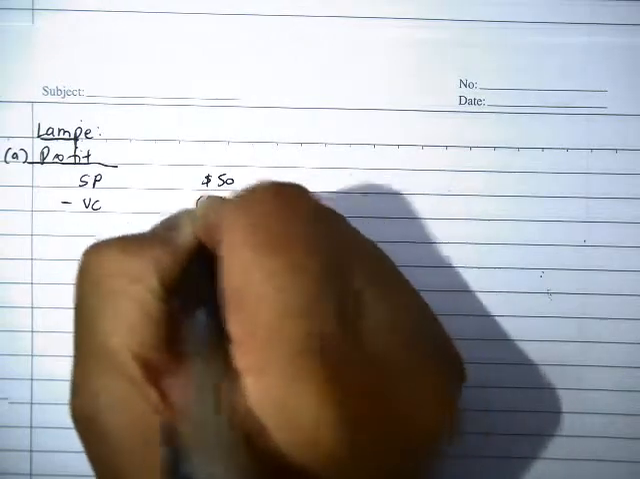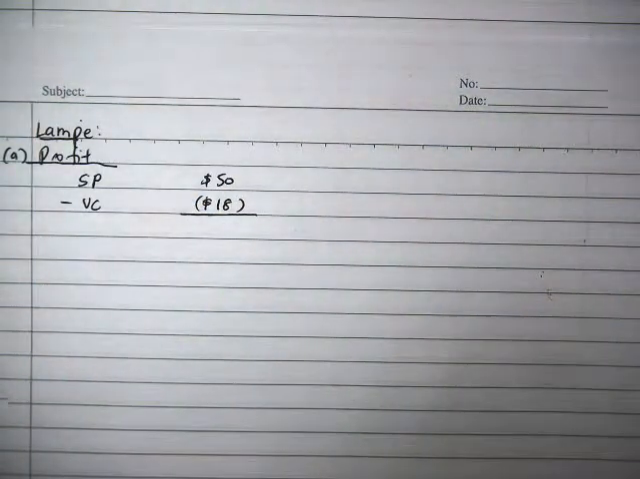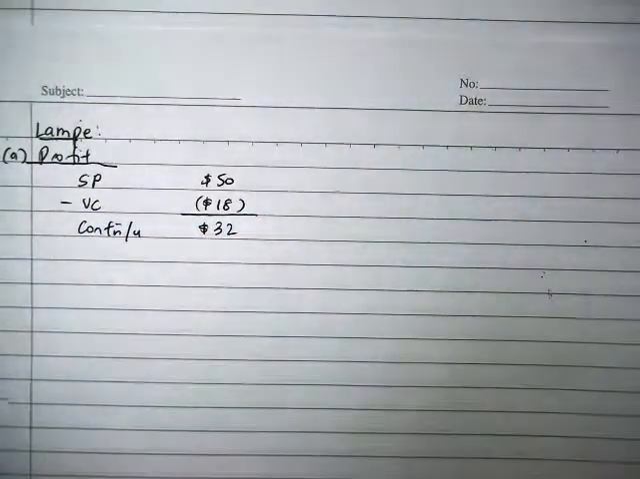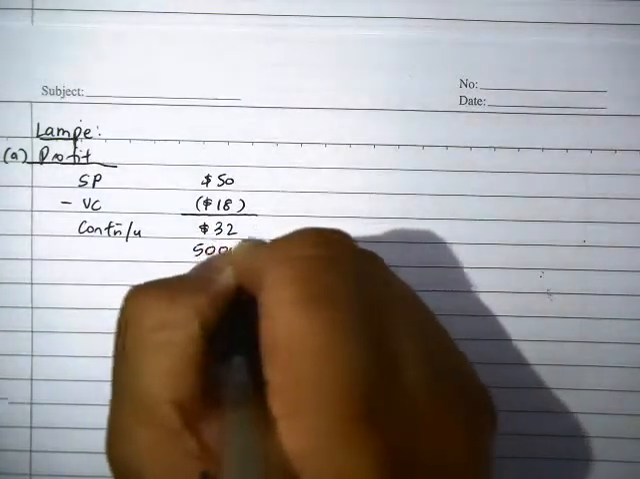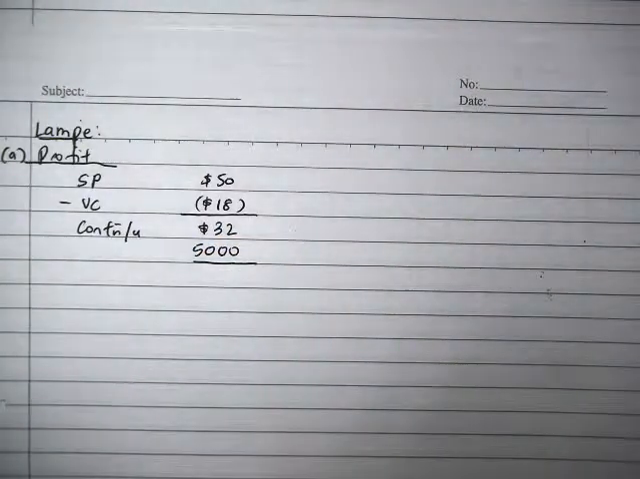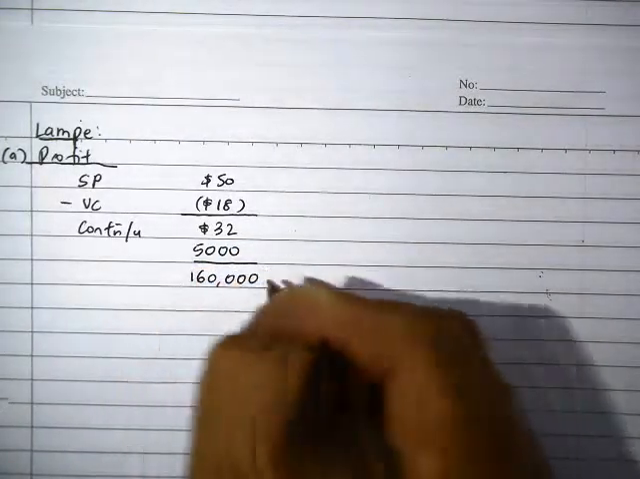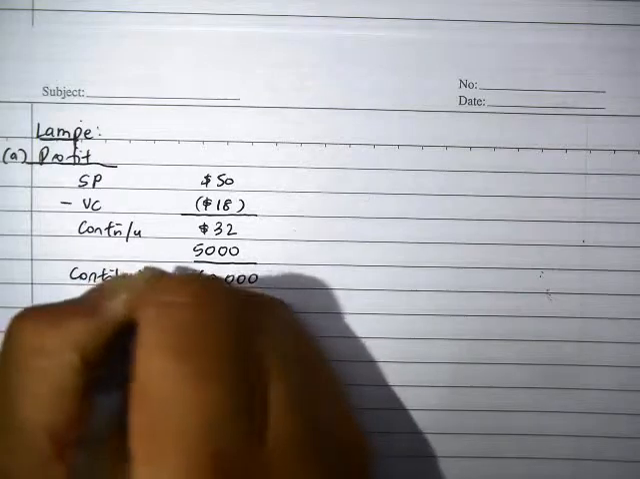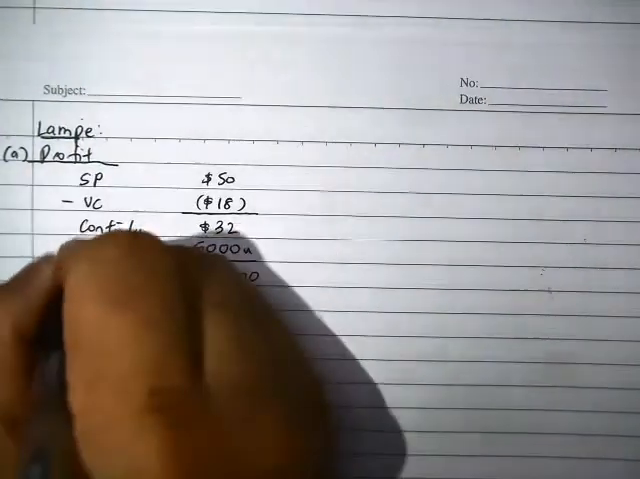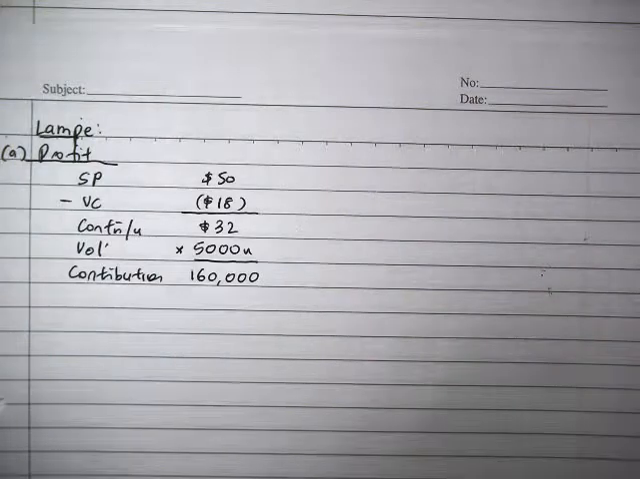Now your selling price is 50, variable cost is 18, so contribution per unit is 32, and multiply by 5,000 units, your volume, you get 160,000.